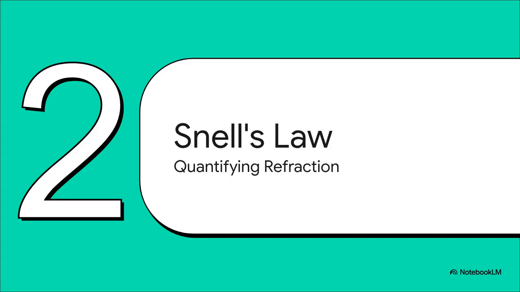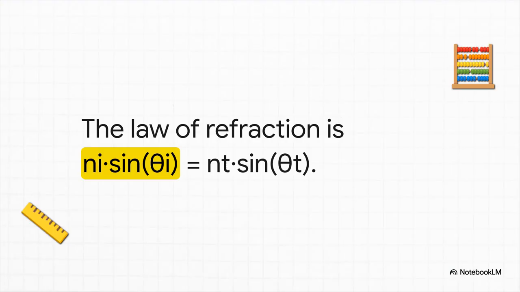Which brings us to Section 2, Quantifying Refraction with Snell's Law. Let's transition into the mathematical breakdown of refraction. Don't let the math scare you. This is the law of refraction, Snell's law. Ni times the sine of theta i equals Nt times the sine of theta t. While it might seem a bit inelegant compared to Fermat's simple idea of efficiency, this equation is incredibly powerful. It allows us to mathematically predict exactly how much light will bend when it crosses any flat optical interface.